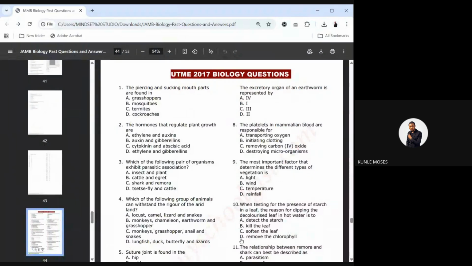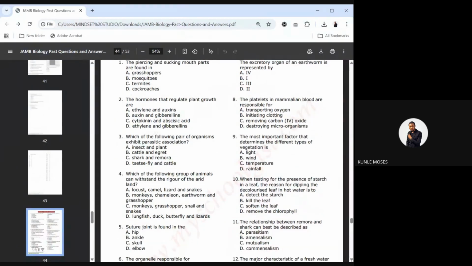The hormones that regulate plant growth are what? Which one are you saying B to? Is it to the question I asked just now? Yes, these hormones that regulate plant growth. Yeah? Hormones that regulate plant growth: auxin and gibberellin. Okay.